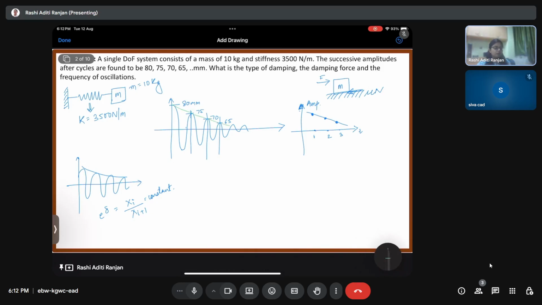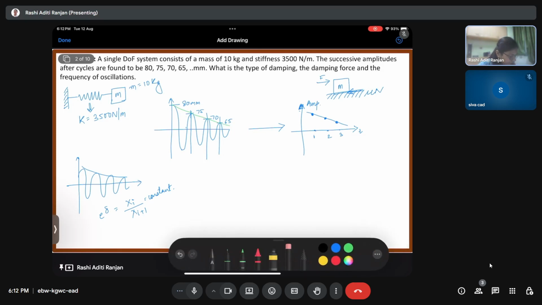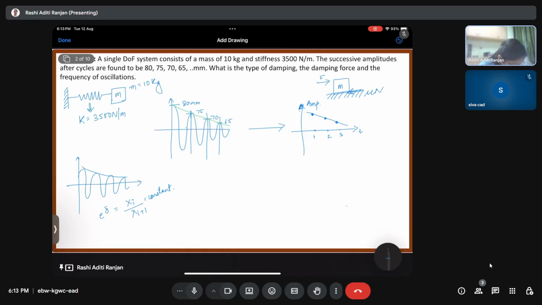Okay, likewise, like this. And this is how it should be joined with the straight line. Okay, so if you remember that this was happening in the case of coulomb damping, right?